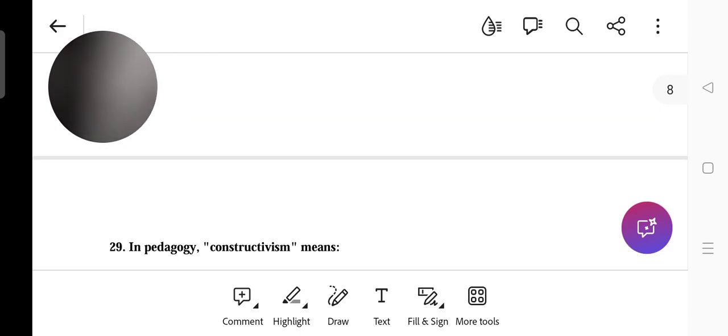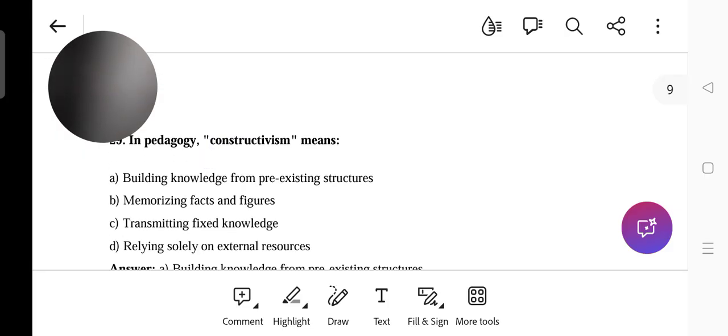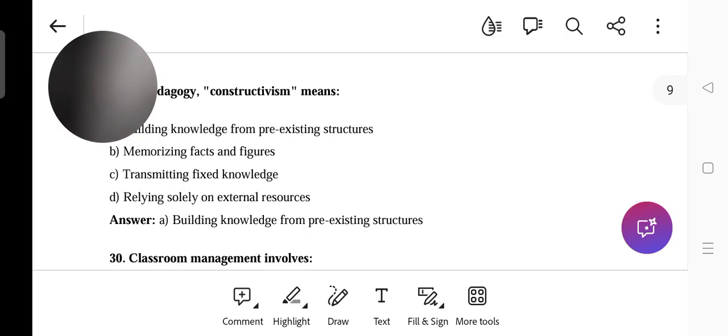Okay. The next question. In pedagogy, constructivism means what? Option A, building knowledge from pre-existing structures. Option B, memorizing facts and figures. Option C, transmitting fixed knowledge. Option D, relying solely on external resources.